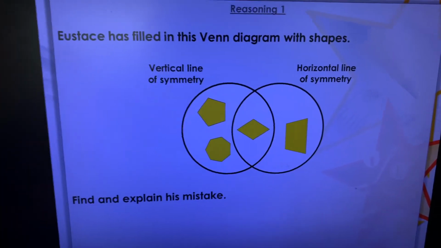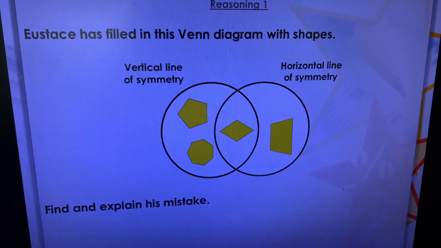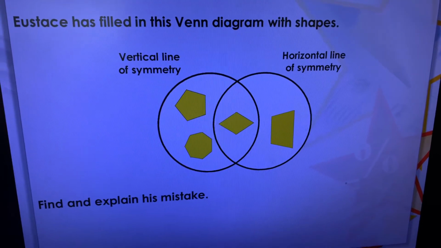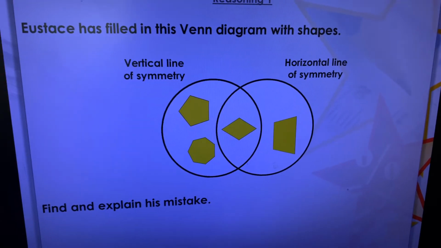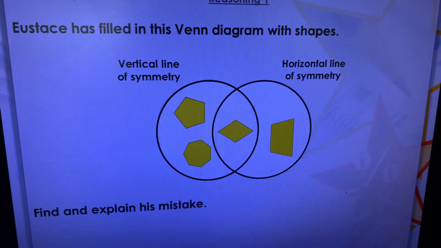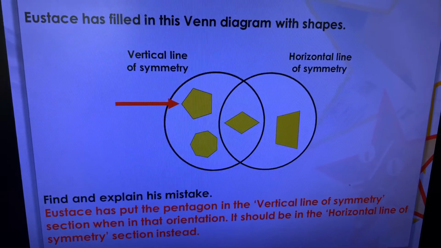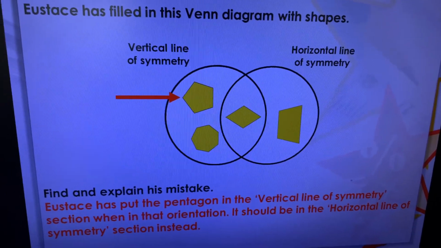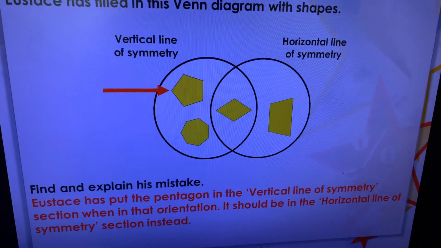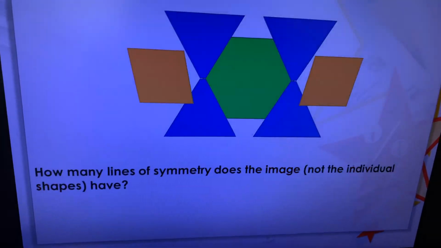And these are Venn diagrams, so you need to know what it is, all right? It says here that they've been filled up with shapes. You've got vertical lines of symmetry and horizontal lines of symmetry. And they've made a mistake. Can you see what it is? It doesn't tell you how many lines, but just what have they made the mistake on. Here, it says, he's put the pentagon in the vertical line of symmetry section when it's in that orientation, but you might want to turn it around and it should be in the horizontal line of symmetry instead.